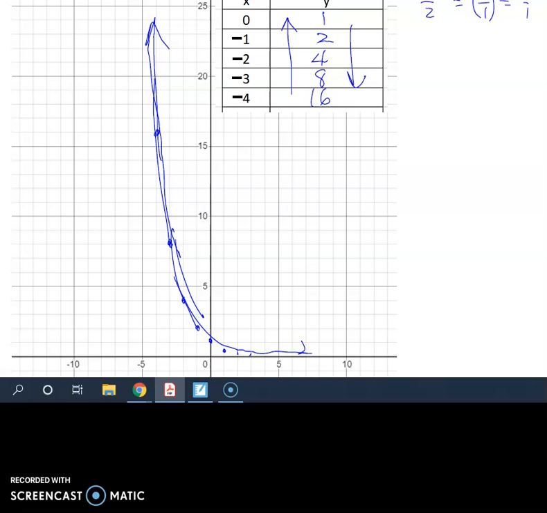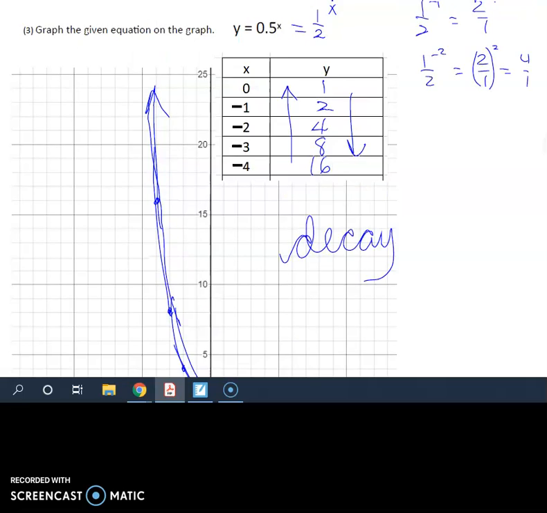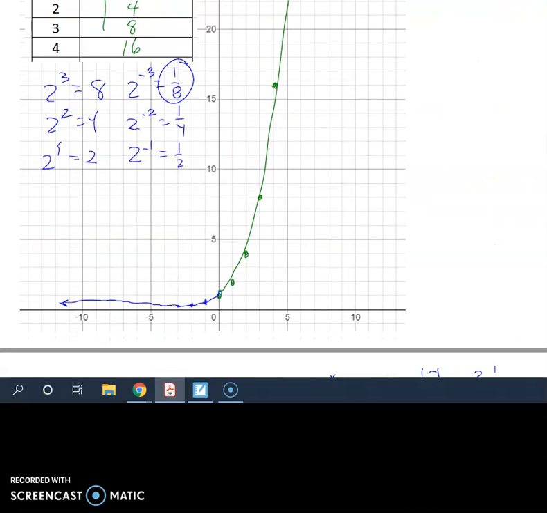So the graph, like the previous one, is showing that its long run value approaches the x-axis but never gets there. This is a perfect example of what we call a decay graph. In other words, as I move to the right, the answers are getting smaller and smaller. Where this one up here is called a growth graph. As I move to the right, the answers are getting larger and larger.